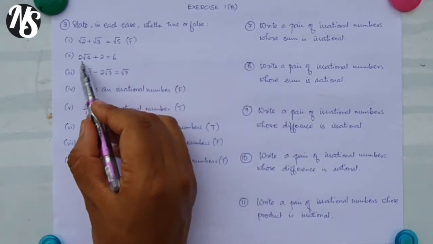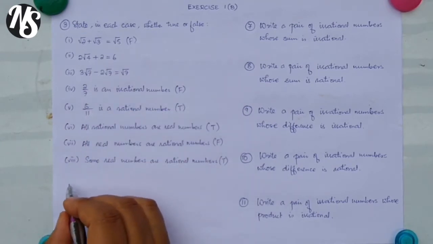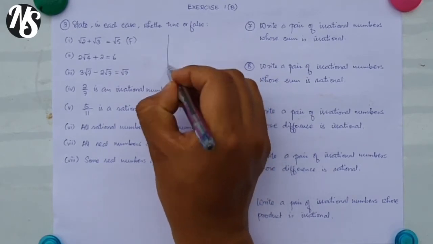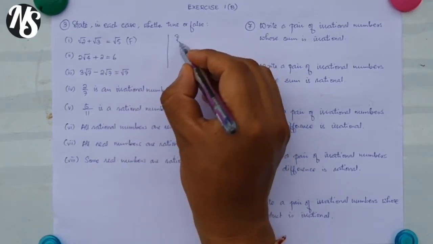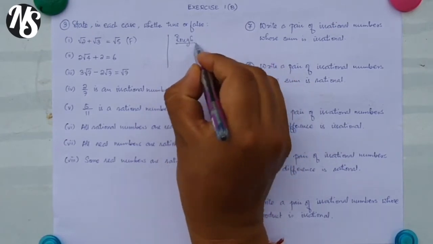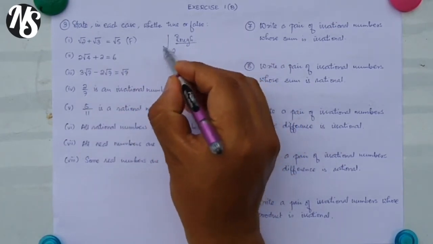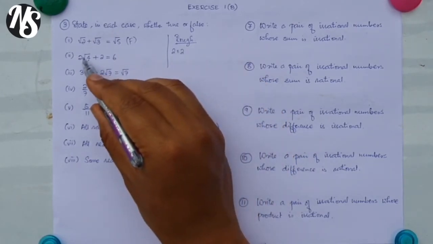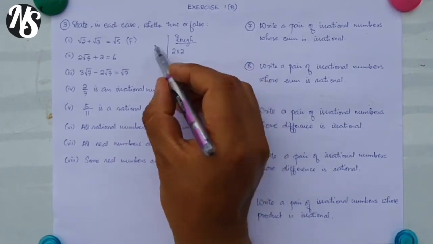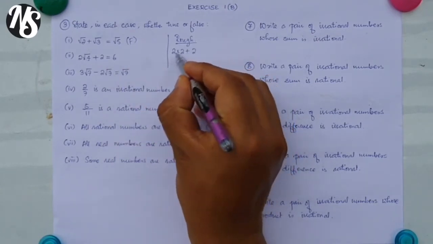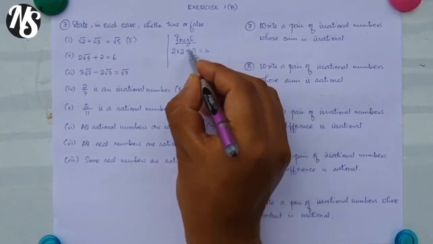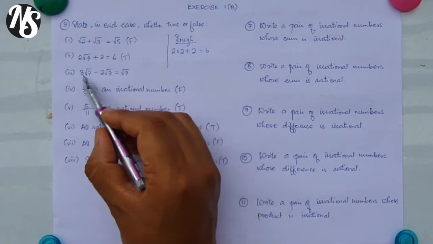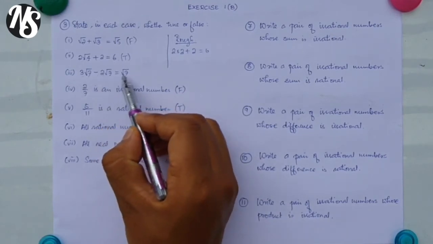Now next is this one. Let's see whether this is true or not. Let me do it here only. This is my rough part. You know what root 4 is? Root 4 is 2, isn't it? Square root of 4 is 2. There is no sign here, so I have written multiplication. So we have plus 2. So 2 into 2 is 4, and 4 plus 2 is 6. That means, is this true? Yes, this is true.